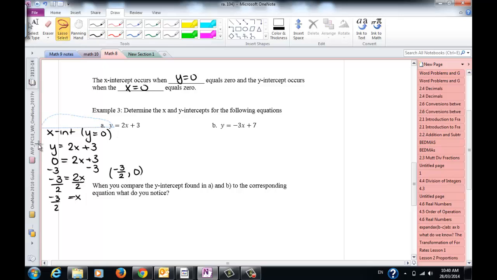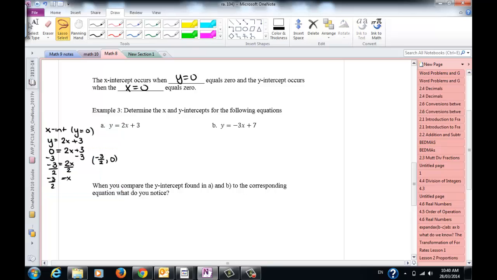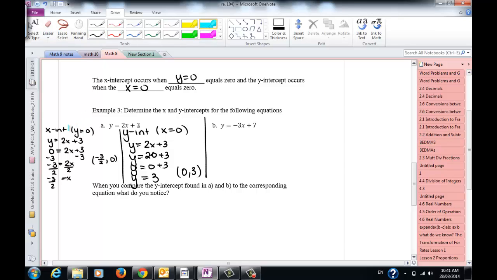I'm going to shrink this a bit so I have a little bit more room. There we go. And now we want to find out what the y-intercept is. And the y-intercept occurs when x equals 0. So I've got y equals 2x plus 3. Y equals, and the y-intercept occurs when x is 0. And 2 times 0 is 0, which means that y equals 3. So my y-intercept occurs when x is 0 and y is 3. Okay, so this is my x-intercept, this is my y-intercept, and that's what the question asked.